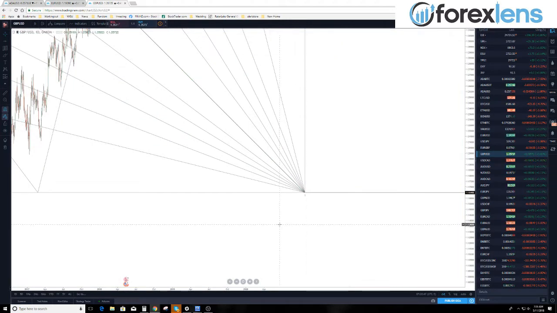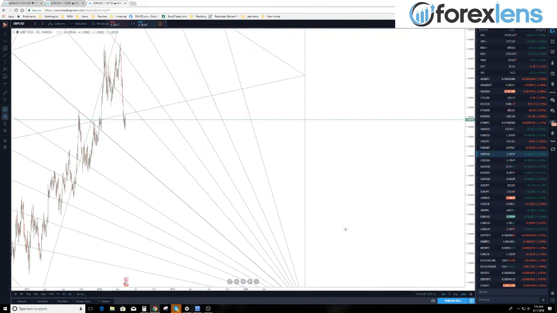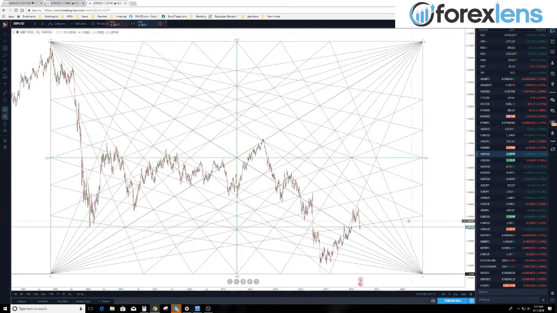Delete it, and then we can right click, go to price scale, back to auto scale, and here we are. So now we have our square of 90, 144, square of 90 in TradingView.